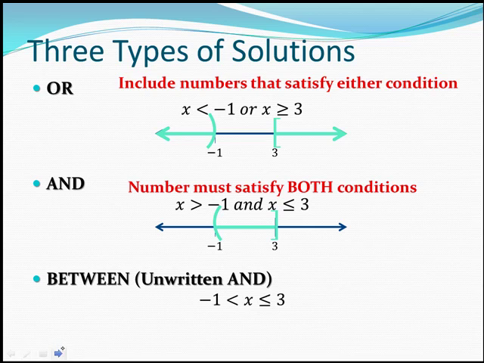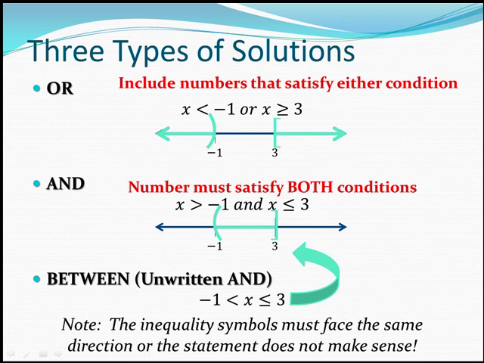The between situation. Notice that what this is saying, -1 is less than x is less than or equal to 3, is really that x is between -1 and 3, which is exactly the same graph that we just saw. The only thing we have to be careful about here is that we pay attention to the inequality symbols. Both of the inequality symbols have to face the same direction in order for the statement to make sense. And if you were to take out the x from the statement, it still must make sense. In other words, -1 in this case has to be less than 3. We couldn't have an inequality facing the other direction.